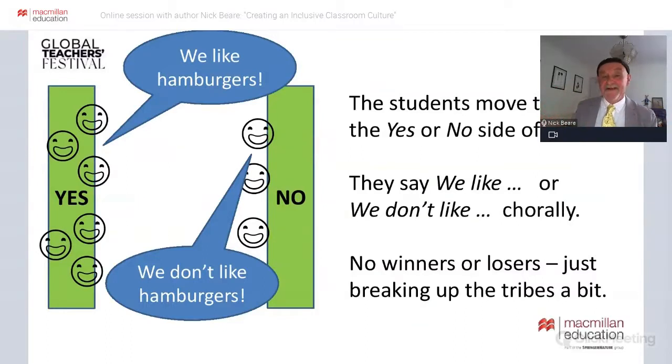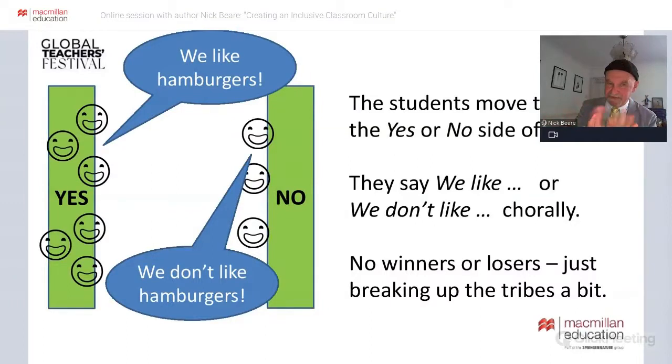And after that, they all go and sit down in their normal places. Just for a moment, they've all been together in their relevant groups of yes or no. You might want to do it with two or three different things, or perhaps just one thing in one classroom, another thing in another, or leave it a bit. There are lots of different ways you can do it.